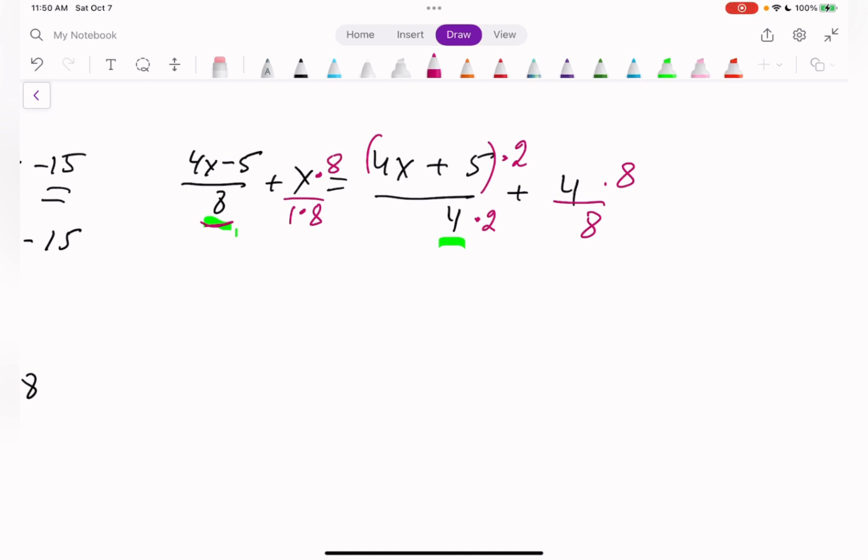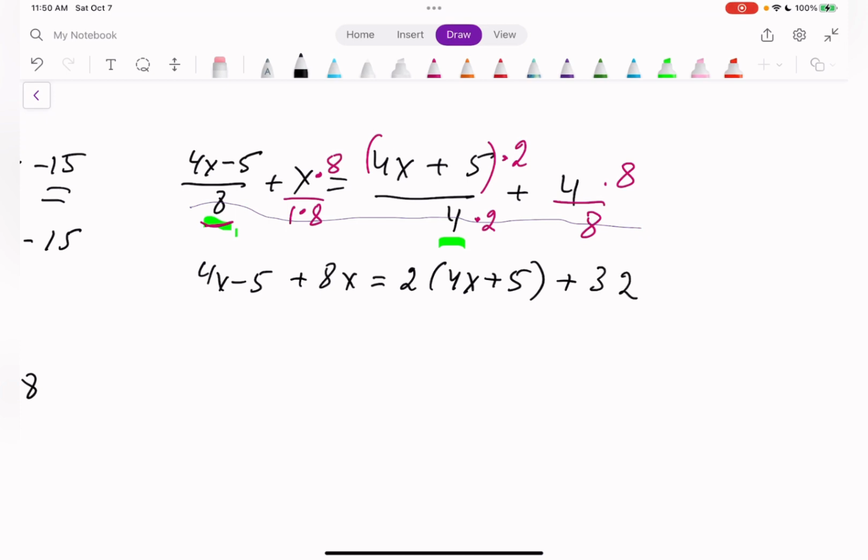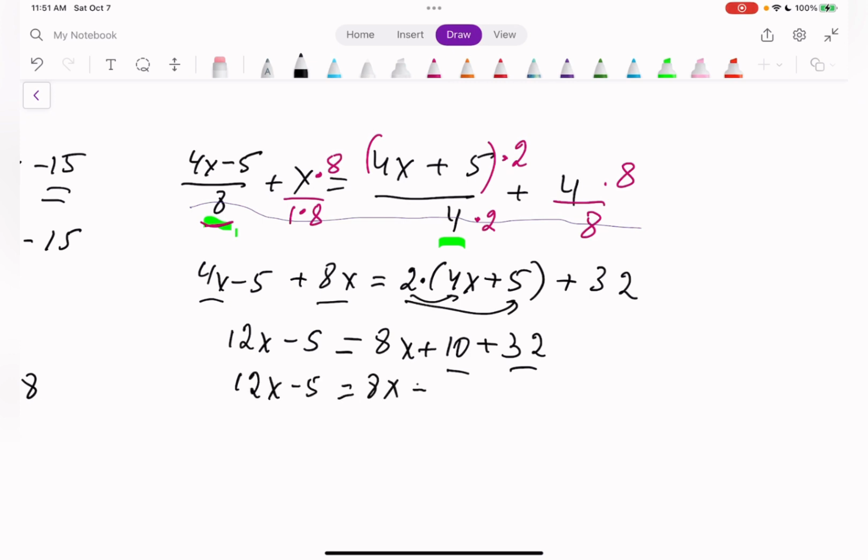Okay, let's see what we have here. 8, 8, 8, 8. Everywhere in the denominator I have 8, so I can throw it out the window. And what do I have left? 4x minus 5 plus 8x equals twice (4x plus 5) and plus 4 times 8, 32. Let's see what cleaning I can do here. 4x and 8x, it's going to be 12x minus 5 equals. These two I'm distributing, it's going to be 8x, because it's multiplication, right? Plus 10 and plus 32. Here these two I can also combine. 12x minus 5 equals 8x plus 42.